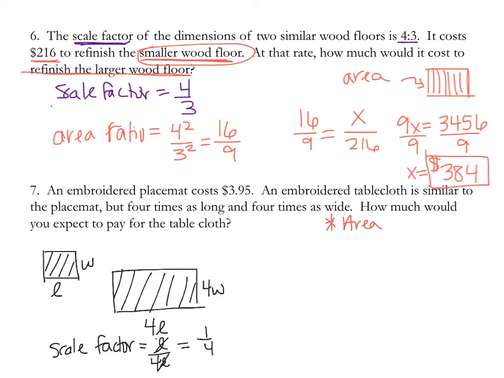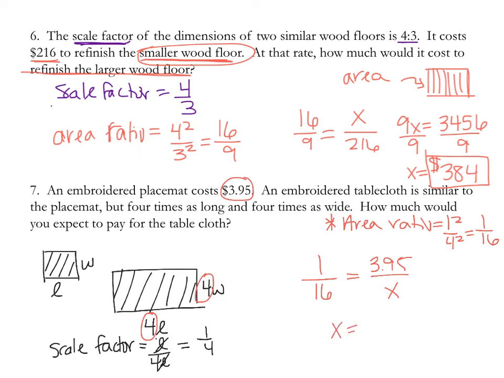So I need to take that scale factor and change it to area. So the area ratio is going to be 1 squared over 4 squared, which is 1/16. And just to think about why it is 1/16 and not 1/4: both the length and the width get multiplied by 4, so it's 16 times bigger than the placemat. So then we want to put that $3.95 in the correct position. That's for the placemat, which is smaller, so $3.95 goes there. X goes here. We cross multiply and solve, and you should get $63.20.